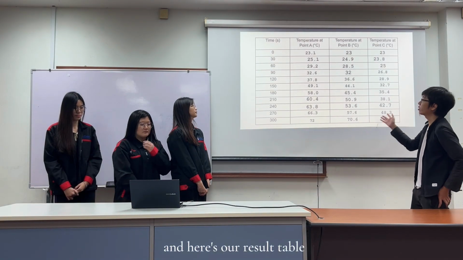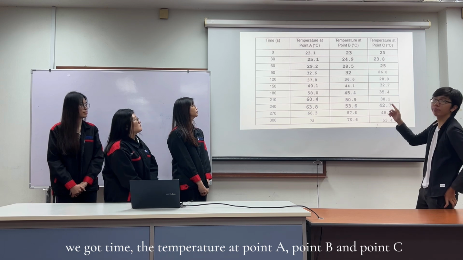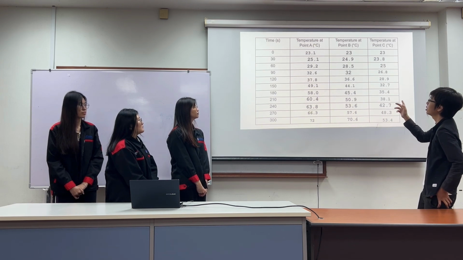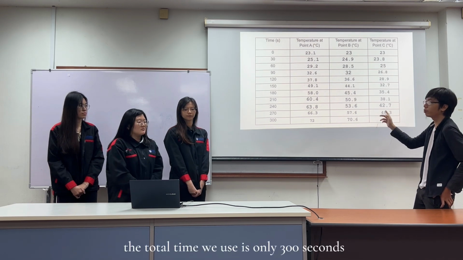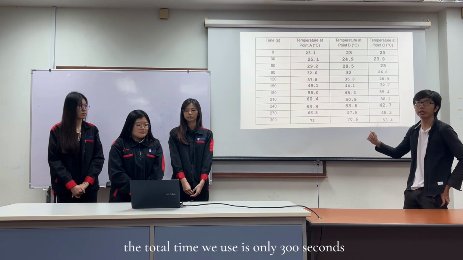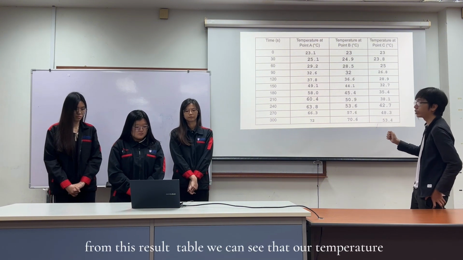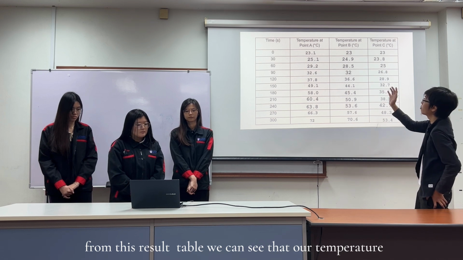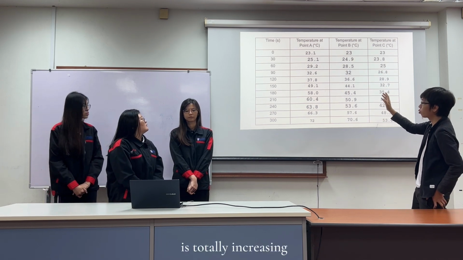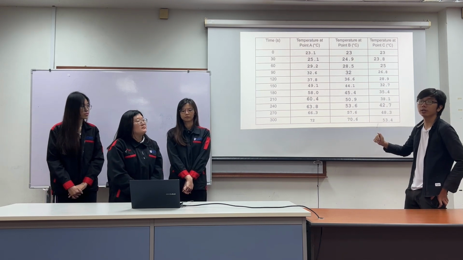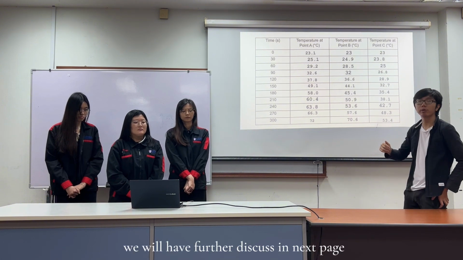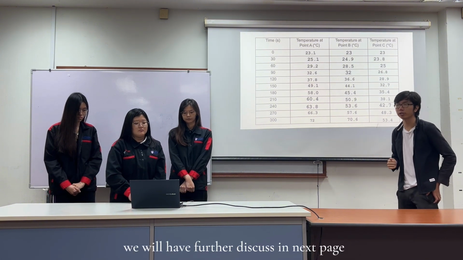Here is our result table. We have the time and the temperature at point A, point B, and point C. In this experiment, the total time we used is only 300 seconds. And from this result table, we can see that the temperature is steadily increasing. So right now, we will discuss further in the next stage.